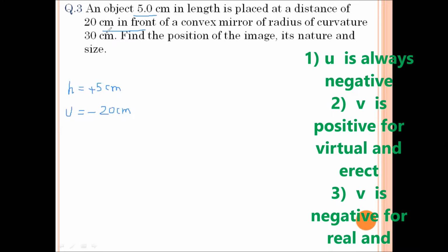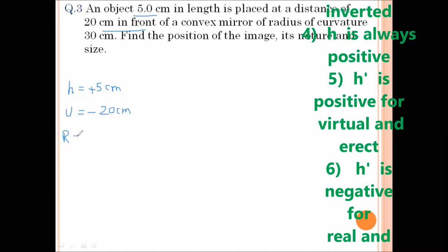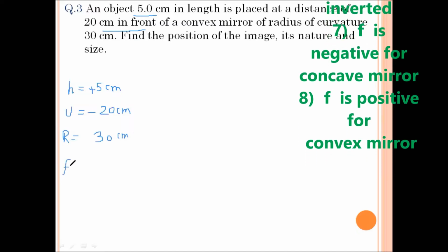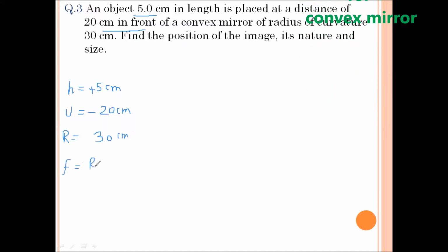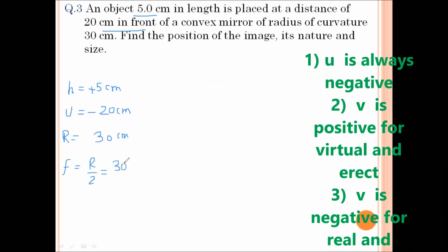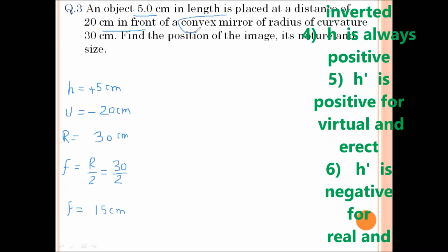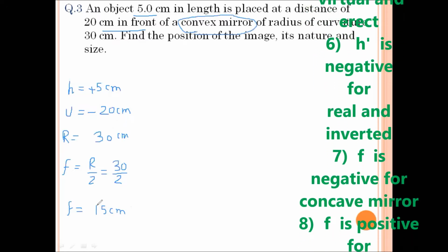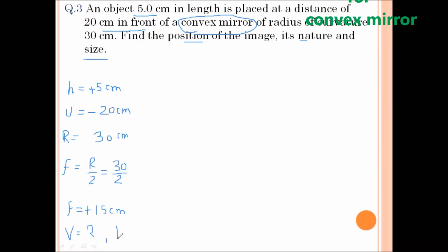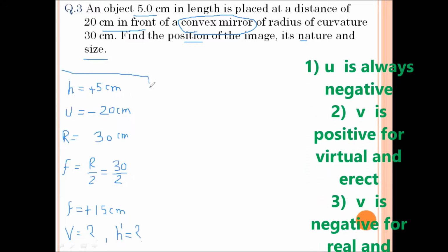And the object is placed in front of a convex mirror of radius of curvature 30 cm. We know there is a relationship between focal length and radius of curvature. Focal length is half of the radius of curvature. So we can calculate focal length by dividing radius of curvature by 2. So focal length comes out to be 15 cm. And we know for a convex mirror, the focal length is taken positive. So we need to calculate v, the height of image, that is h dash, and the nature. So this is the given data.